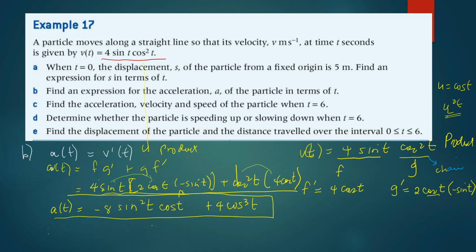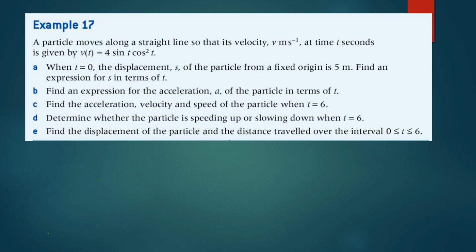Although you have a calculator, this could not be done in the calculator. You have to do this manually. We find the acceleration, velocity, and speed of the particle when t equals 6. Here you can use the calculator. What is that function? The derivative. You can use this function, derivative at a point.